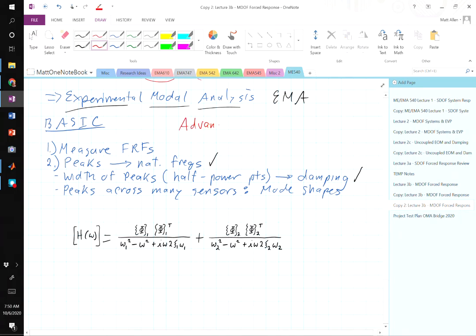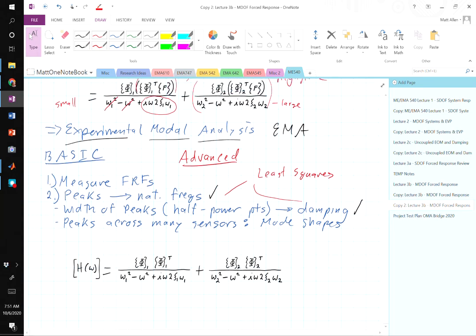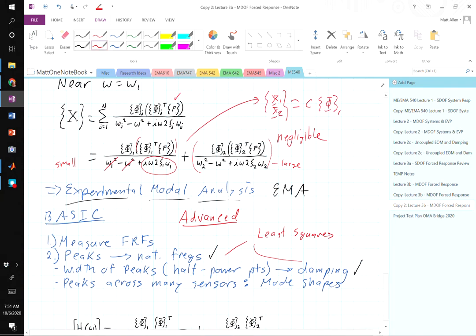I could also add that there are more advanced versions, more advanced modal analysis. Maybe the main difference is that here we might actually use a least squares algorithm. And rather than just use peak picking, we could actually use least squares to fit this function with multiple modes, to fit this function here to the data. And that'll give us more reliable, more accurate natural frequency, damping, and everything.